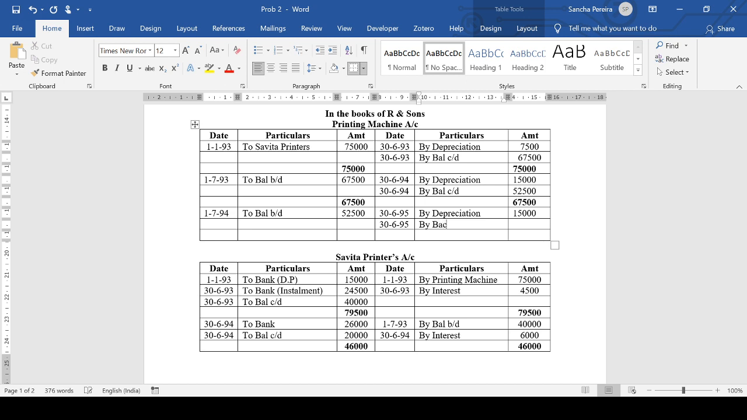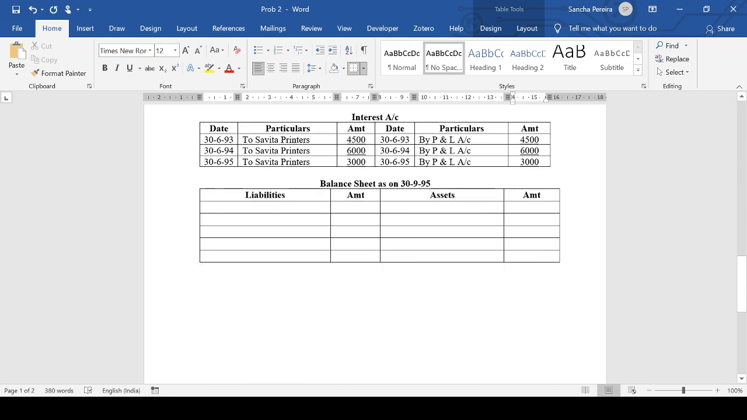So by balance carried down, let's get the total here, 52,500, 52,500. So your balance carried down will be 37,500. Okay, now what is left to be done here is the abstract.